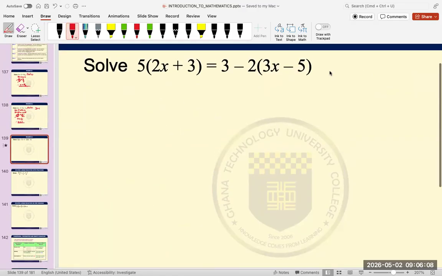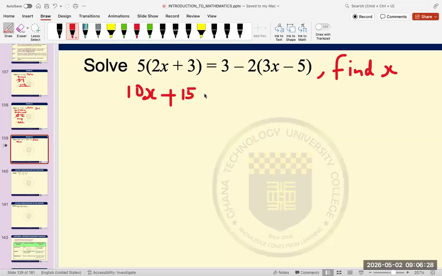So now we have this one, find x. Let's do it together again. We expand. 5 times 2x, we have 10x, plus 5 times 3, we have 15, is equal to 3 minus 2 times 3x, you have 6x. Then watch this one, -2 times -5. That will be +10.